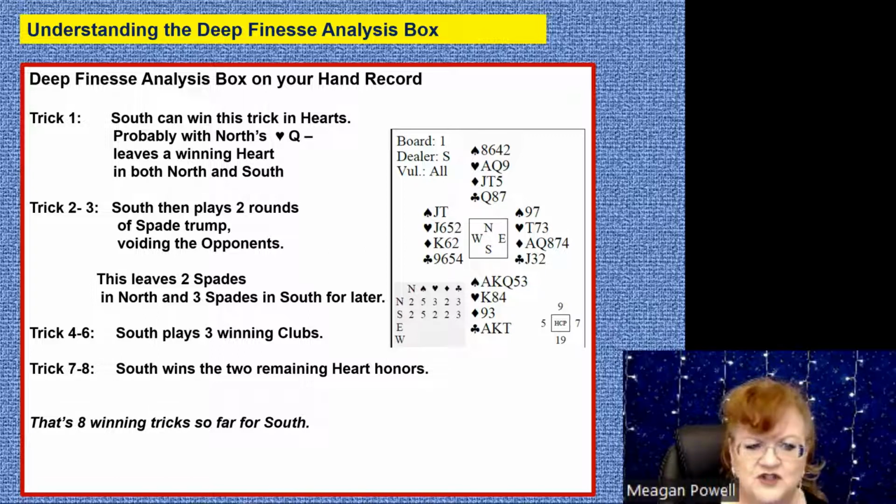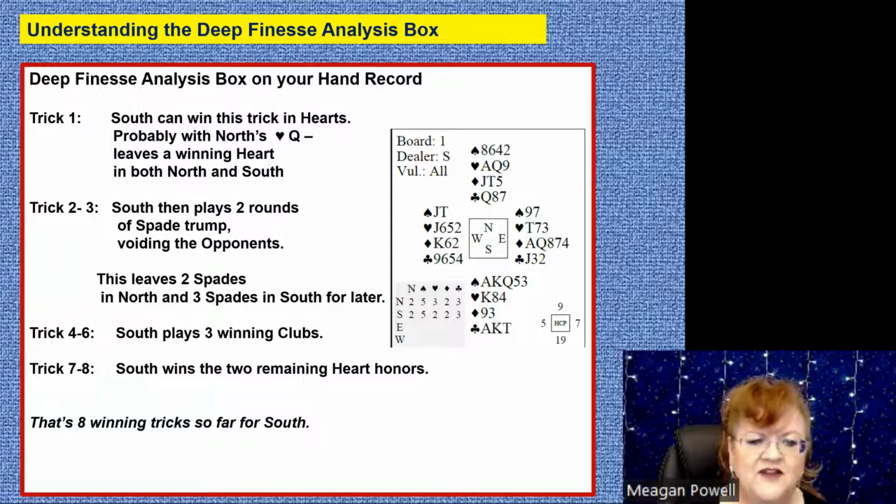And now North has 2 more trump up here. South has 3 more trump down here. And we're going to leave trump alone. We should not keep playing trump. We want to see if we can use that trump in some other way later. Instead, let's go after the rest of our winning cards. Now, it does not matter whether you play hearts first or clubs first on this hand. But just for me, I'm going to play the 3 winning clubs.